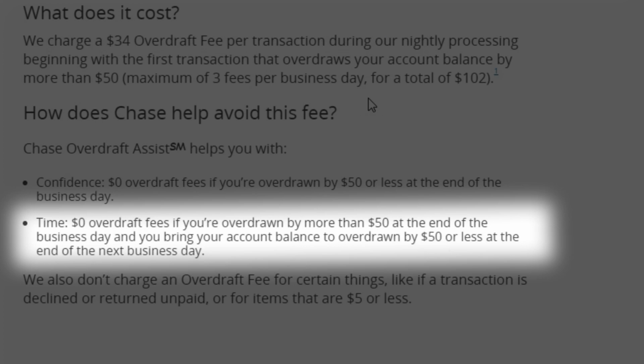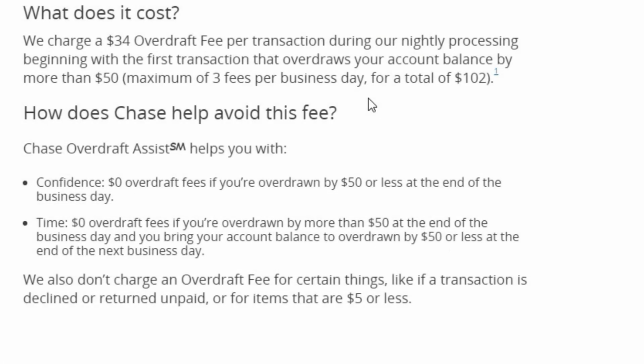There is also a $0 overdraft fee if you are overdrawn by more than $50 at the end of a business day and you bring your account balance to overdrawn by $50 or less at the end of the next business day. We also don't charge an overdraft fee for certain things, like if a transaction is declined or returned unpaid, or for items that are $5 or less.